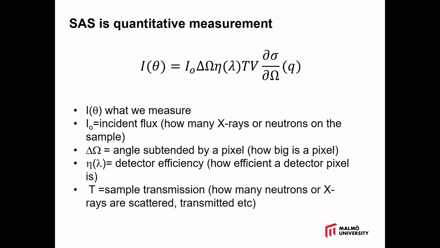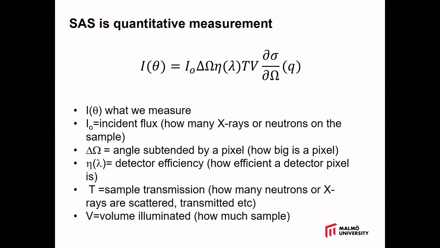We need to know the sample transmission, and this comes back to an accounting for the neutrons or X-rays that hit the sample, whether they're absorbed, whether they go through, whether they're transmitted, or whether they're, most importantly, scattered. We need to take account of the volume of sample illuminated by the X-ray or neutron beam. The more sample we have, of course, the more scattering we have. This could be as simple as the beam diameter, which illuminates more or less sample depending on how big it is, or the sample thickness.